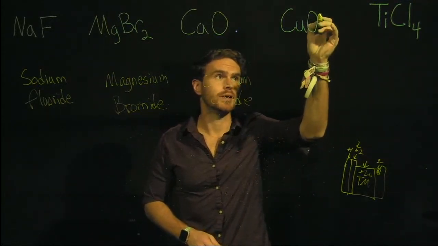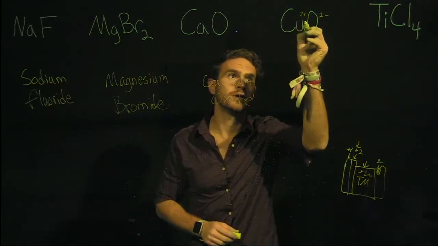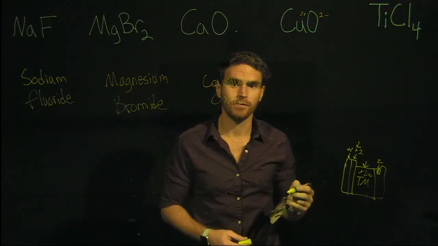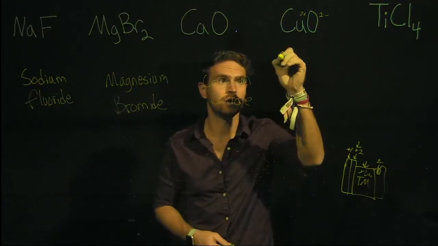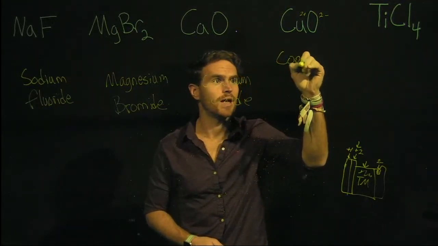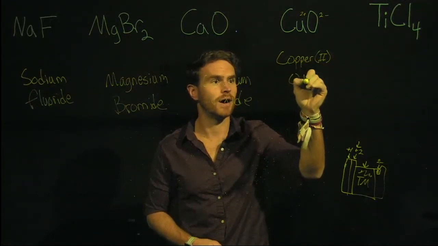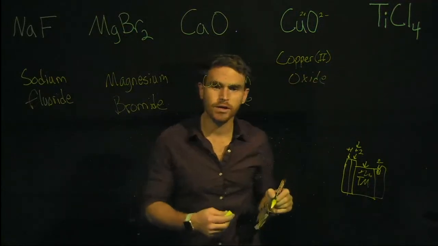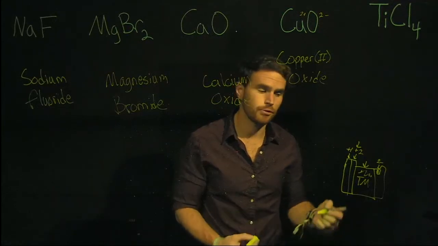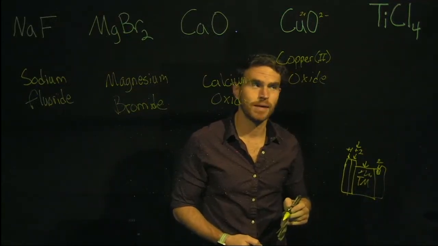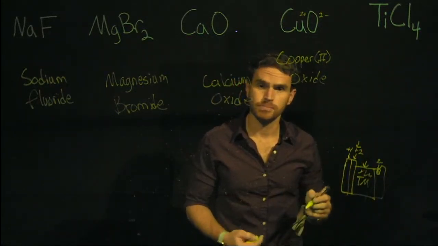So if oxygen is 2-, then copper has to be 2+ to balance out to make a neutral compound. So I know that the oxidation state or the charge of copper is 2+, and I need to depict that when writing it by putting copper, the Roman numeral 2, followed by oxide. Because now I know I'm specifically talking about copper 2+, because copper could potentially be other charges because it's a transition metal. Now, for titanium, titanium is a transition metal, could be any charge.